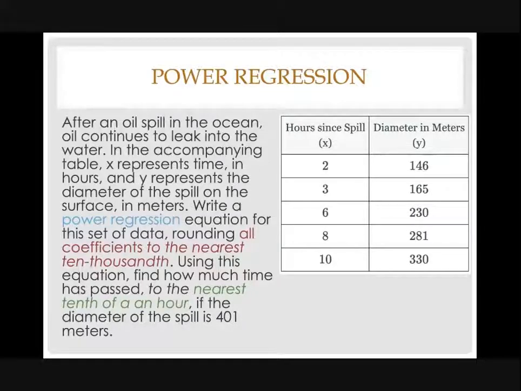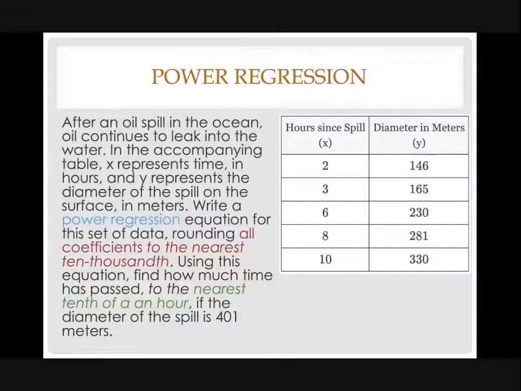Okay. So after an oil spill in the ocean, oil continues to leak into the water. In the accompanying table, X represents time in hours and Y represents the diameter of the spill on the surface in meters. Write a power regression equation for this set of data, rounding all coefficients to the nearest 10,000th. Using this equation, find how much time has passed to the nearest 10th of an hour if the diameter of the spill is 101 meters. So again, notice what's highlighted: a power regression, round all coefficients to the nearest 10,000th, and our final number should be rounded to the nearest tenth of an hour.